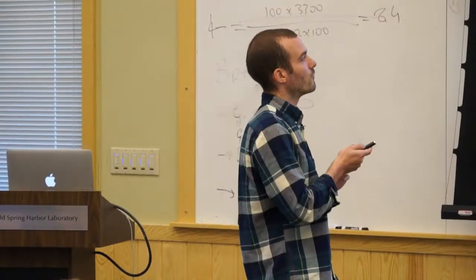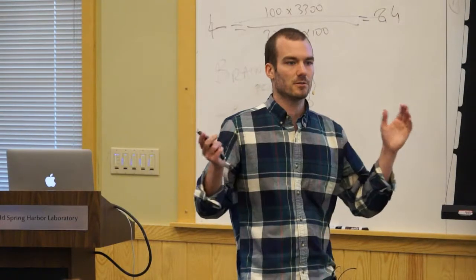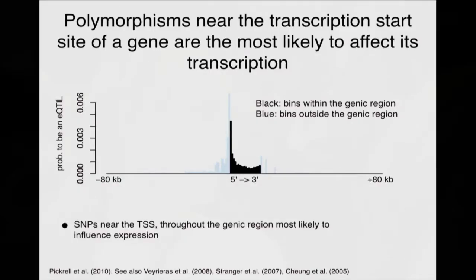The way I've taken the SNP to gene assignment is I've taken a gene and tested every SNP within a megabase for association. But I guess with increasing distance from the TSS, you'll be less right. So the likelihood that the assignment of the SNP to the gene will be correct will decrease with increasing distance from the TSS.